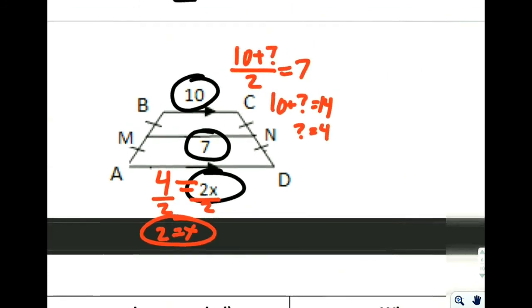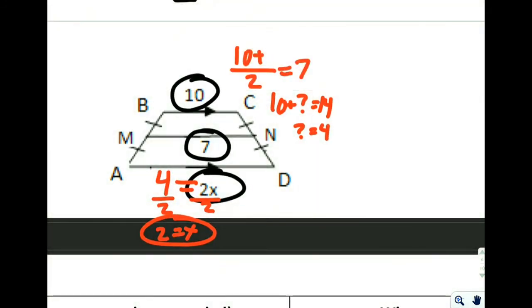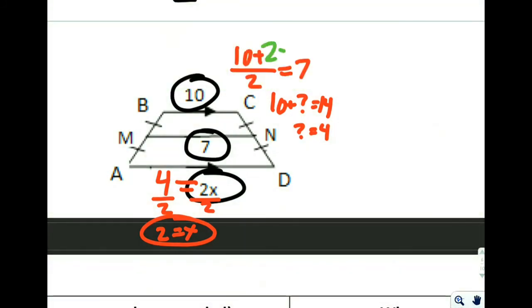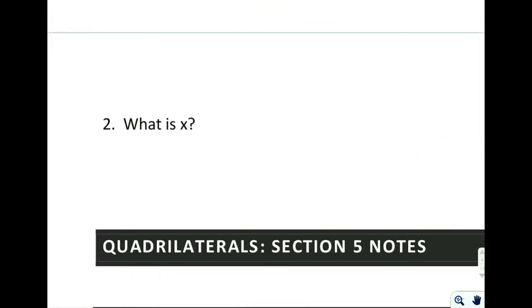Another one would, instead of putting a question mark up here, I could have directly put in a 2x. So if I just directly put in 2x here, it would save me a step later on, and then I would know that 2x equals 4, divided by 2, x equals 2. So a couple different ways to approach it. It just depends on how you like to work with it, but it's going to get you to the same place. So for this one, what is x? X is 2.